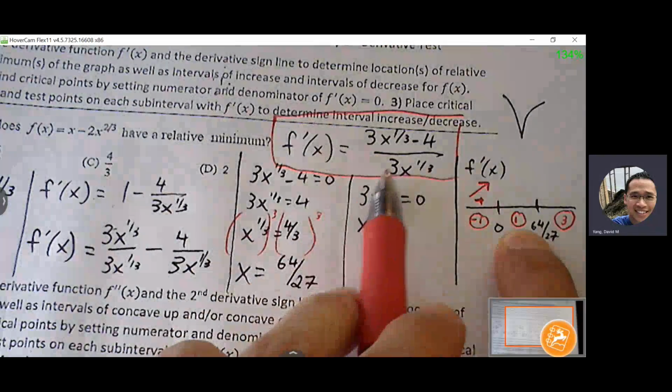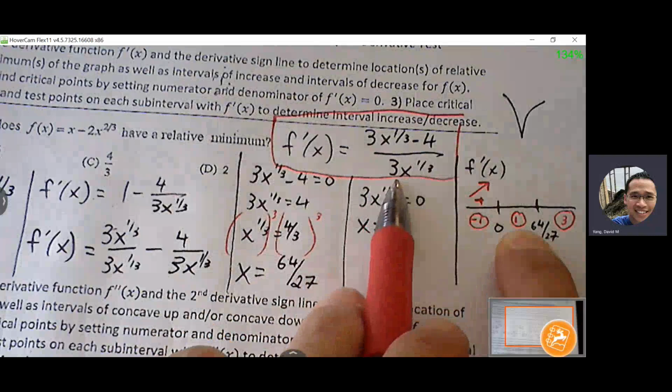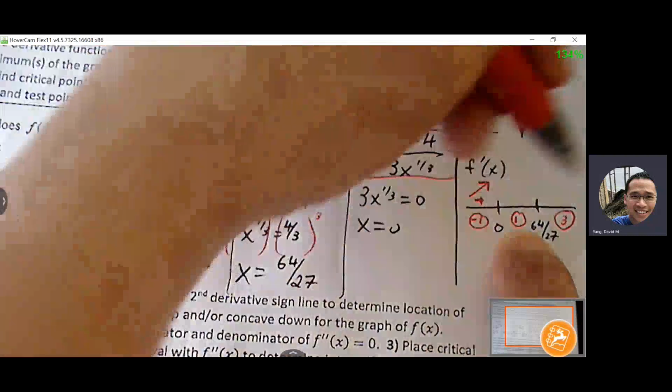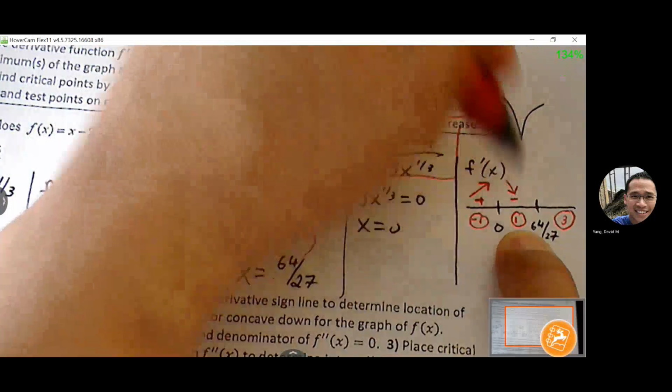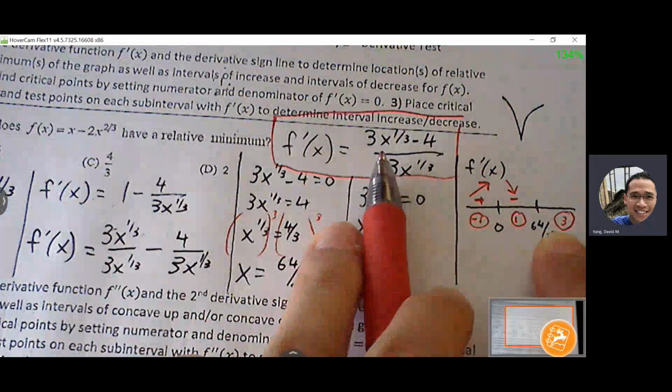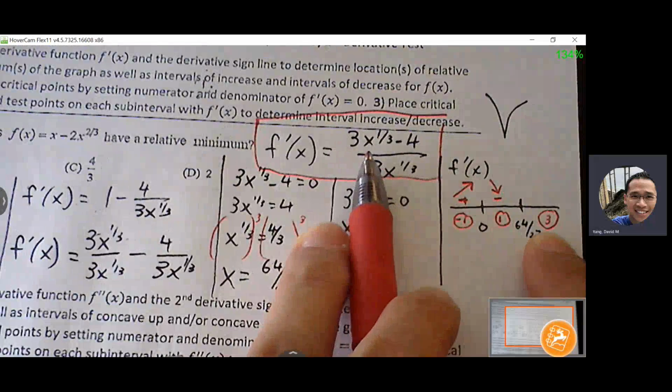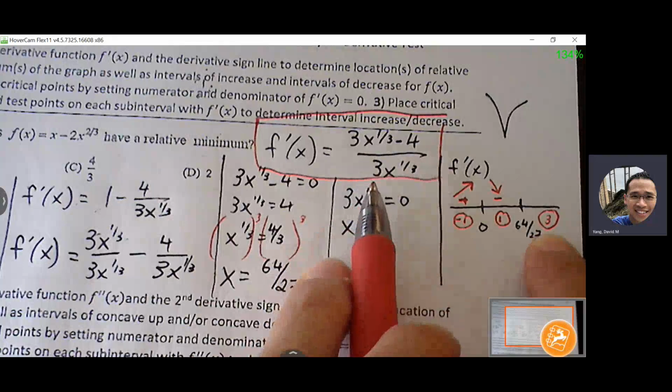All right, insert 1 in. I get 3 minus 4, that's negative. 3 is positive, so negative over positive is negative. Insert 3 in. 3 times the cube root of 3 is a little bit more than 4, so it's going to be positive over a positive.